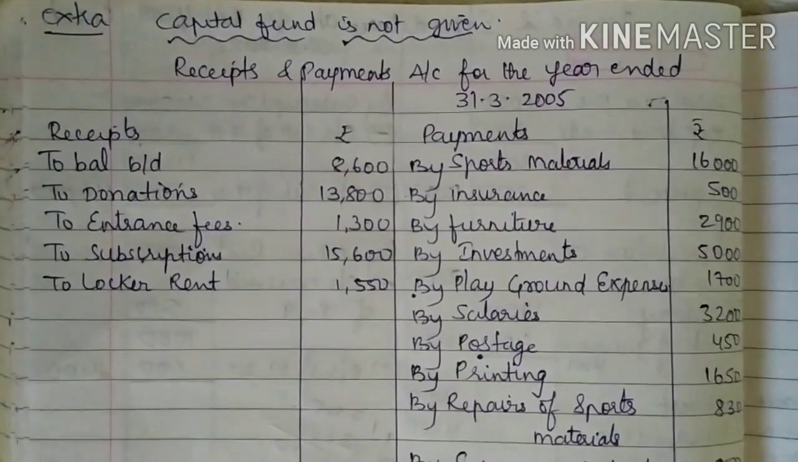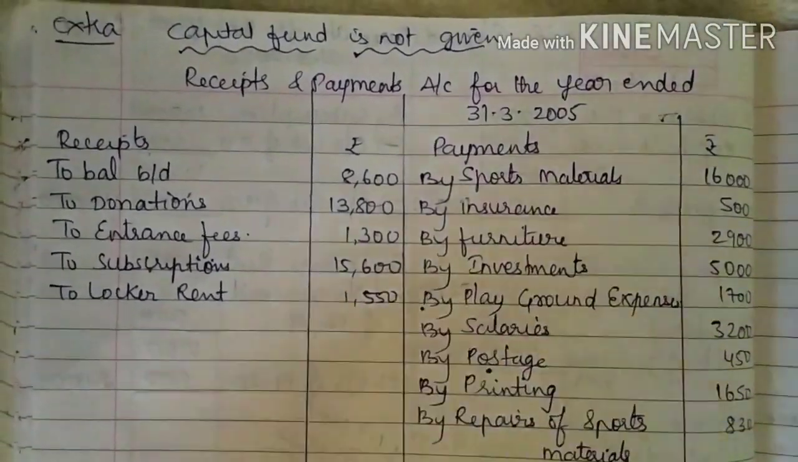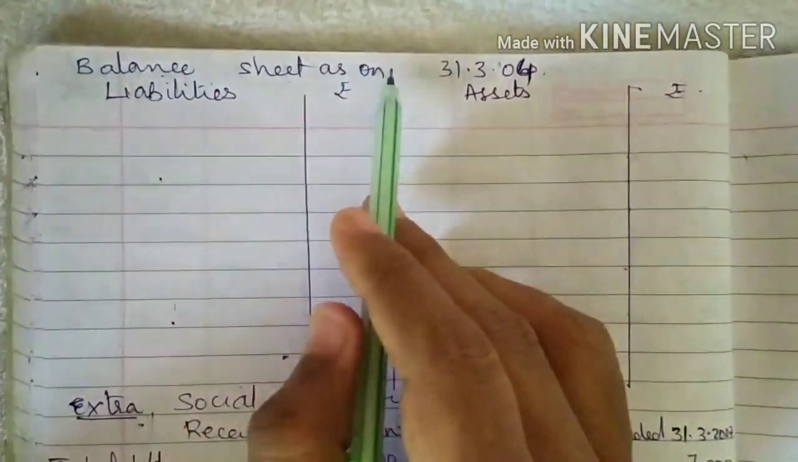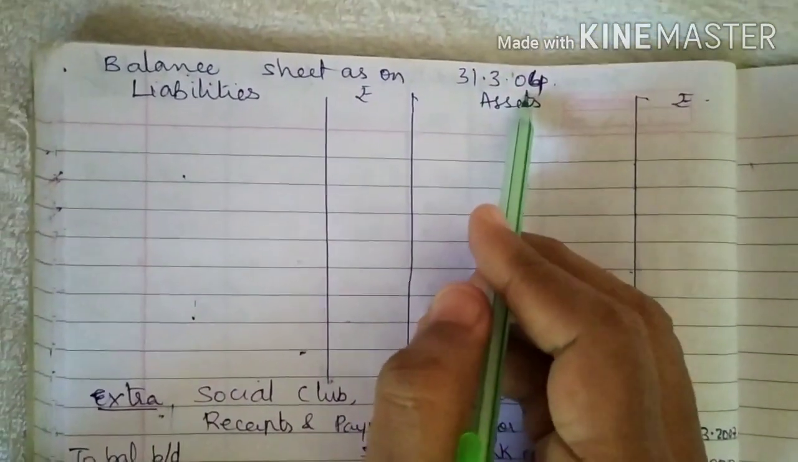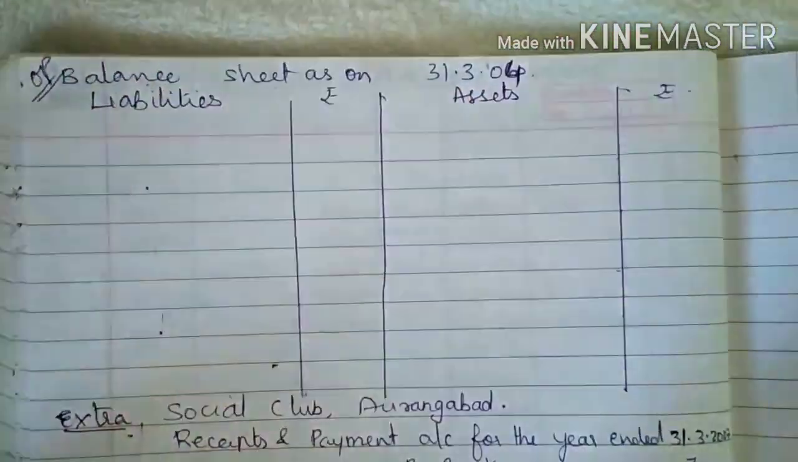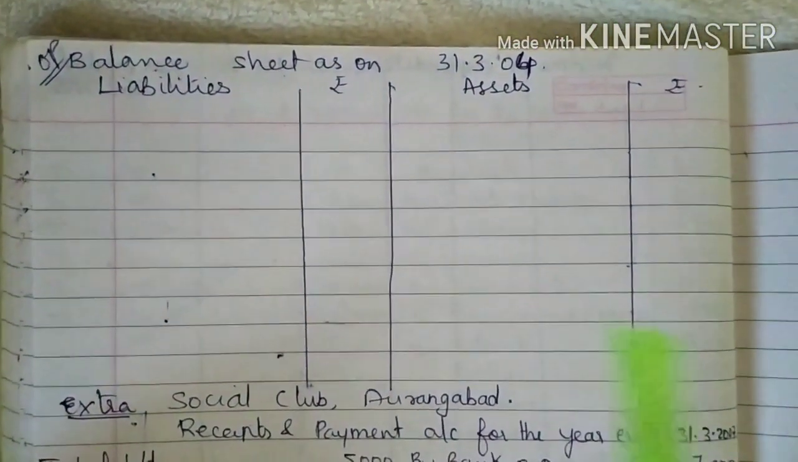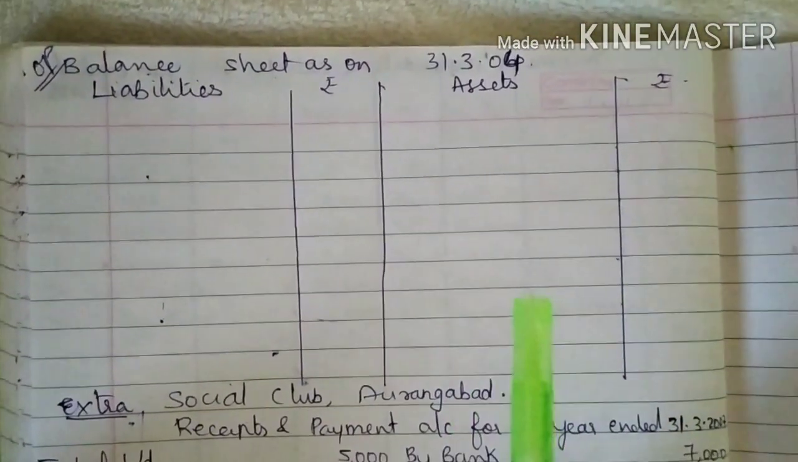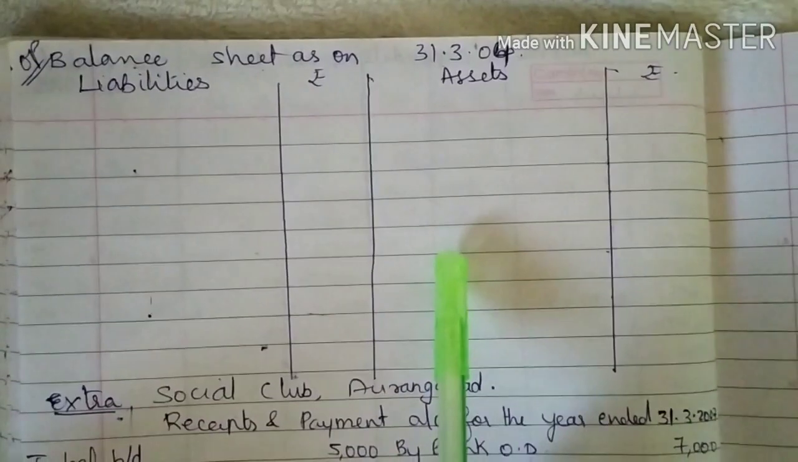So how are we going to calculate the capital fund? For calculating the capital fund, we have to prepare a balance sheet as on 31st March 2004. It is an opening balance sheet. This is an opening balance sheet we have to make. This balance sheet we are making to find out the capital fund.